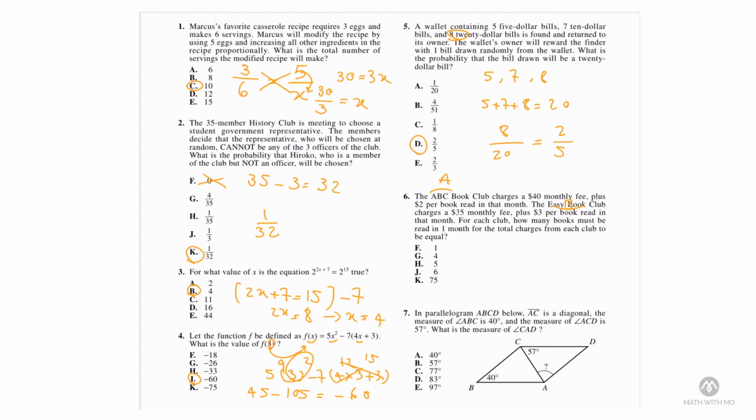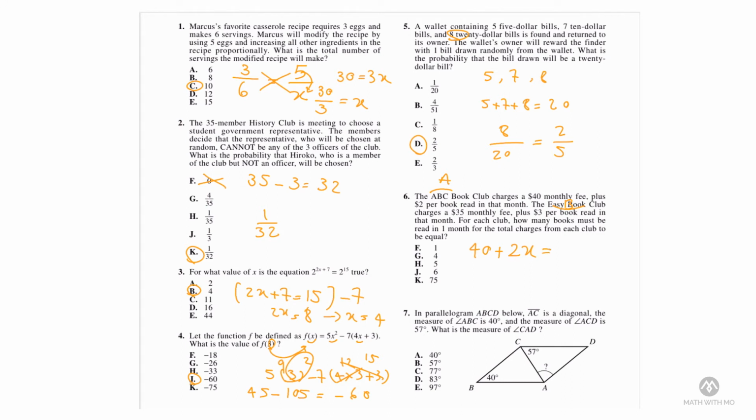Club A, the expenses: if you go there and you choose a book, it will be $40, which you pay monthly, and if you pick a book, you pay $2 per book. So the book number is the x. If you put 2x, two books, you plug in 2 instead of x.